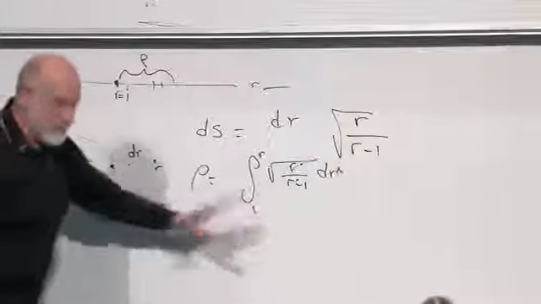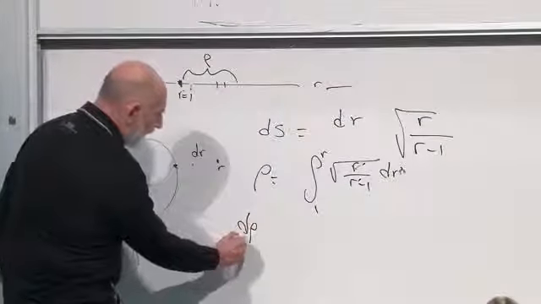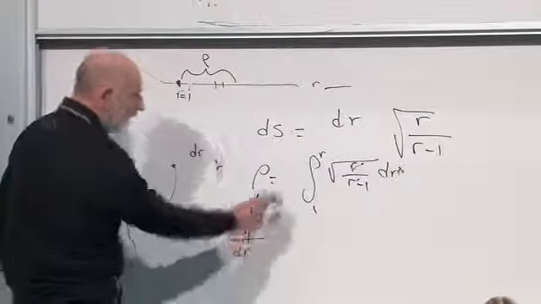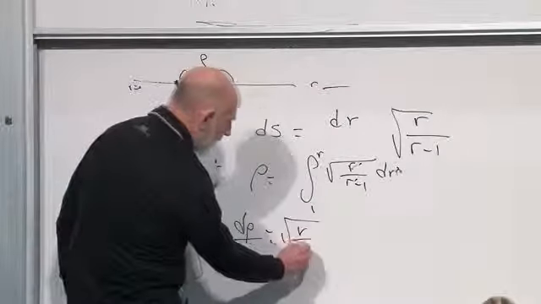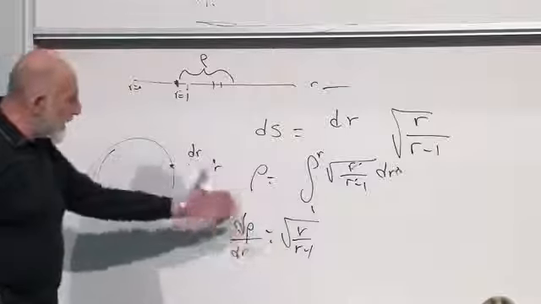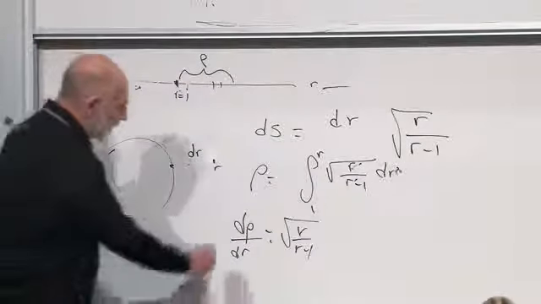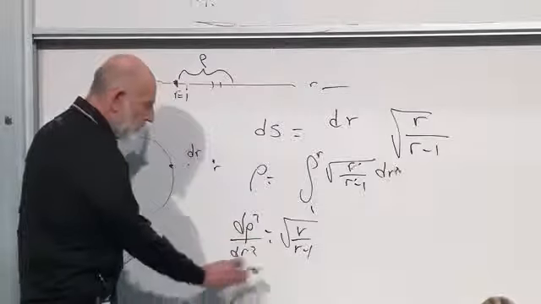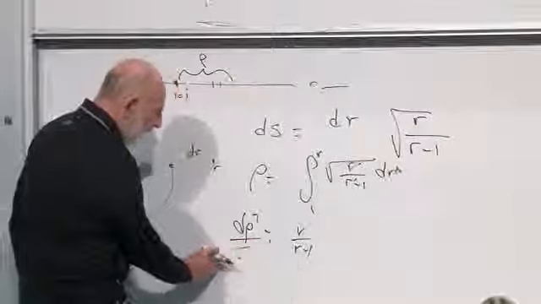Let's take this definition of rho here. What is d rho by dr? d rho by dr is just square root of r over r minus 1. If you differentiate an integral, you just get the integrand. Now square this. d rho squared, dr squared, that's just this thing here. And now multiply by dr squared.